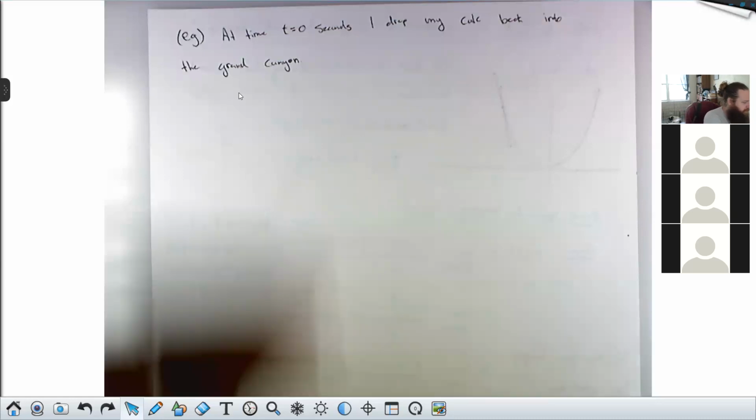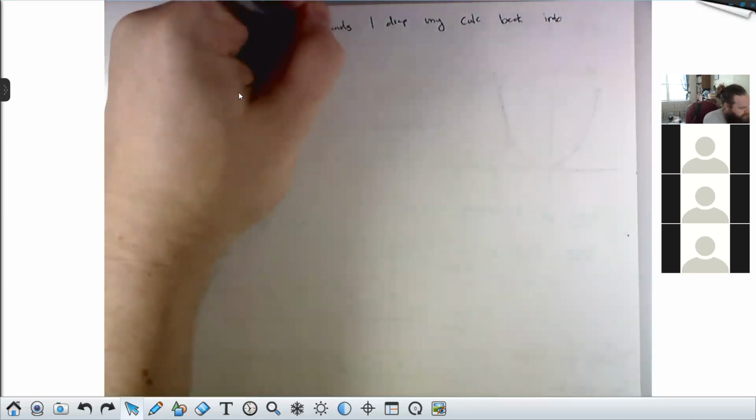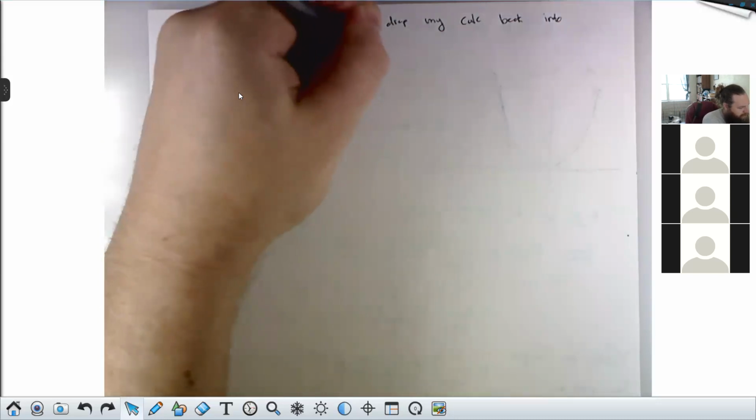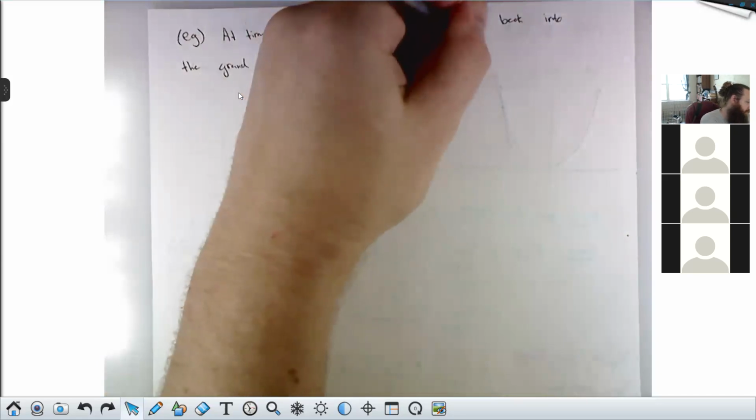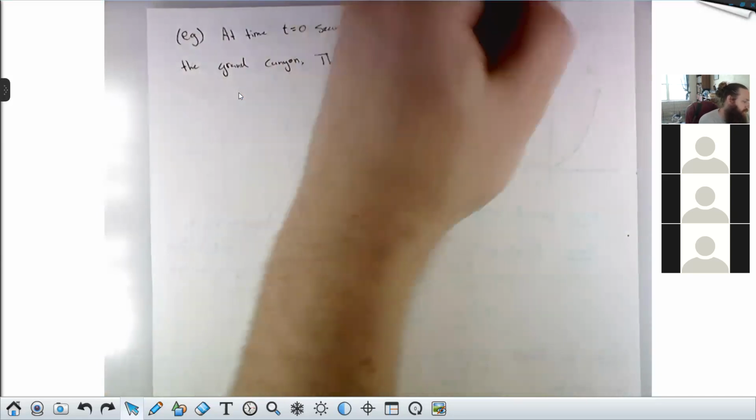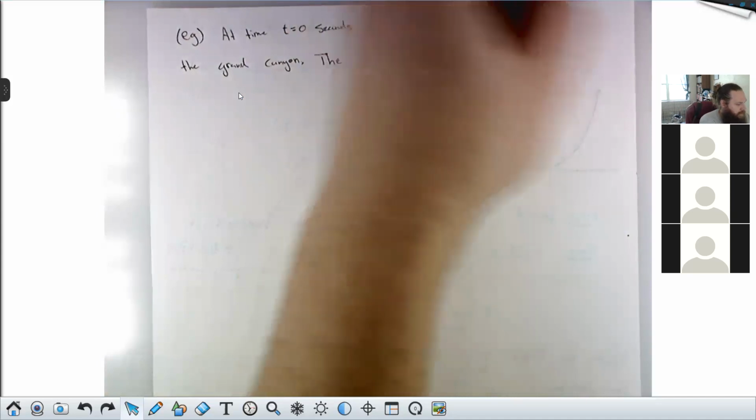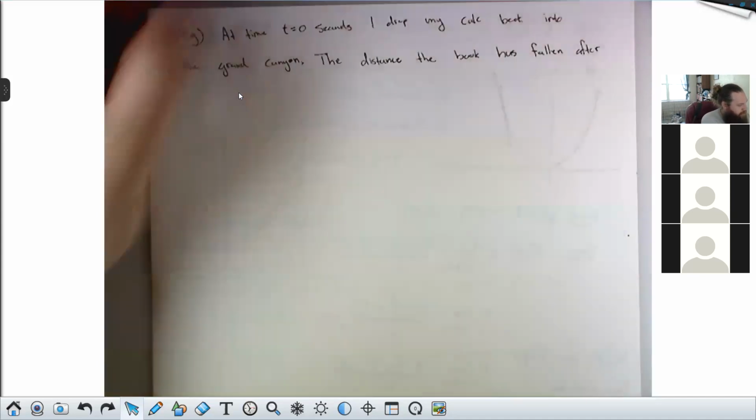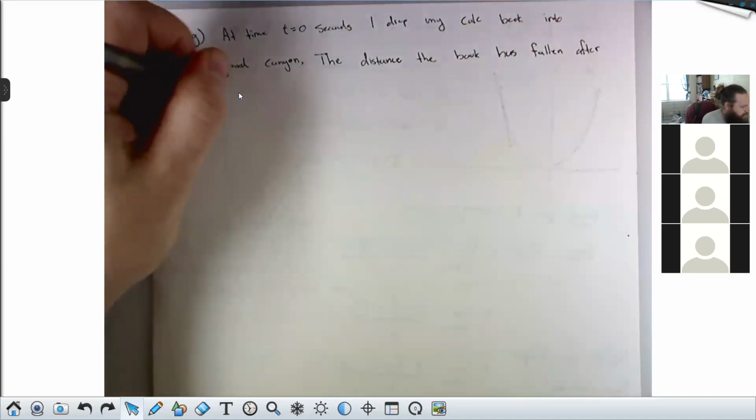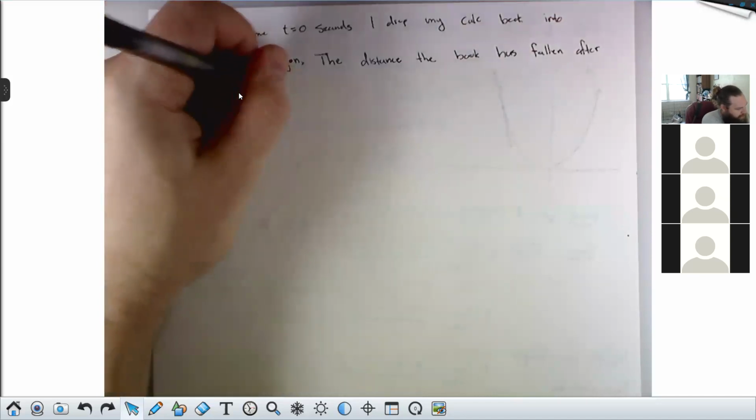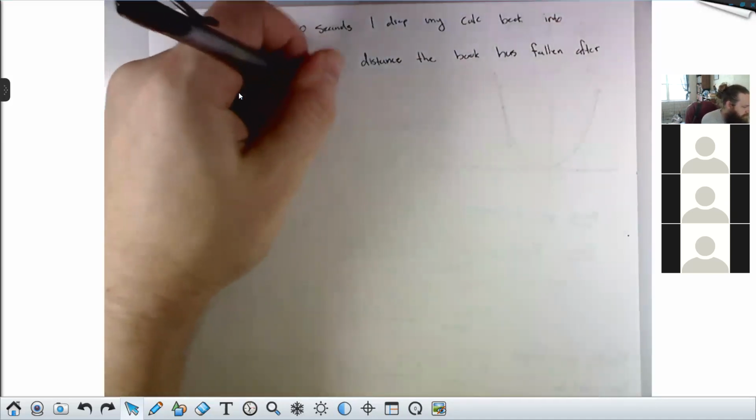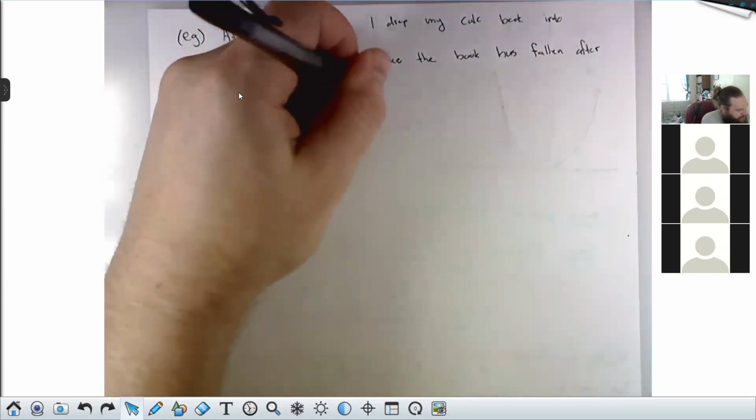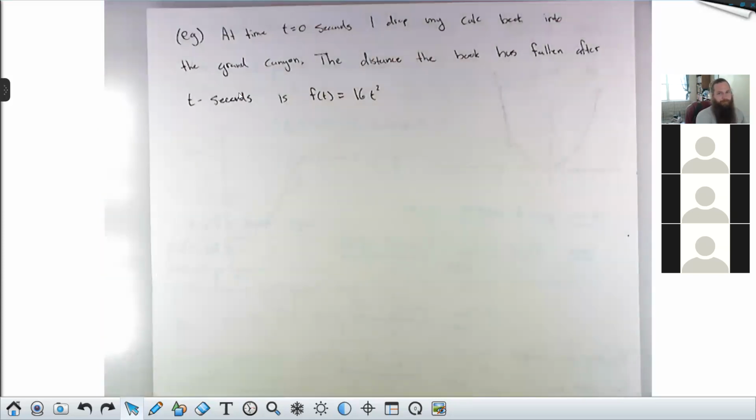Canyon's quite deep. It is a fact of physics that the distance the book has fallen after t seconds is, we'll call it f, or fall. F of t equals 16 t squared. This is coming from Newton's law of gravitation.